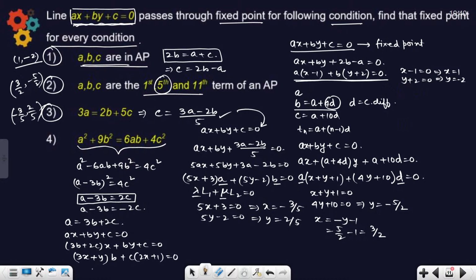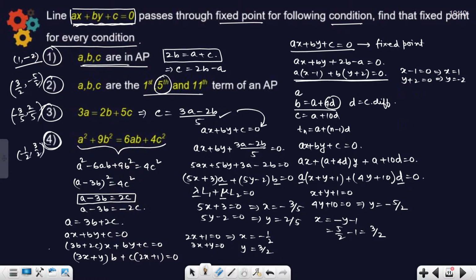Okay. Now we can easily see that this line is passing through a fixed point. And that point is nothing but the point of intersection of this line and this line. So from here we are getting x as minus half, and if I put x equals to minus half over here, we are getting y as 3/2. So one point we got for question number 4 is minus half, comma 3/2.